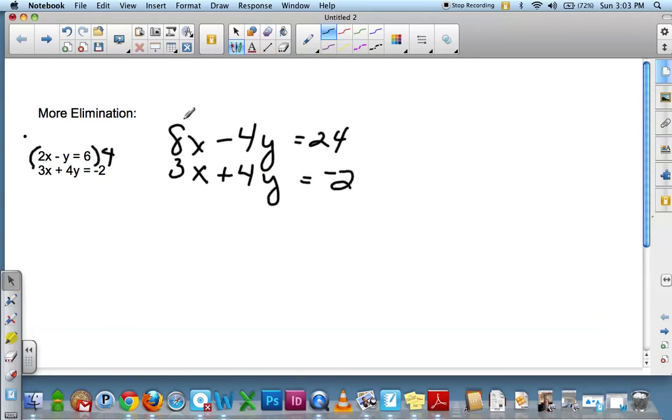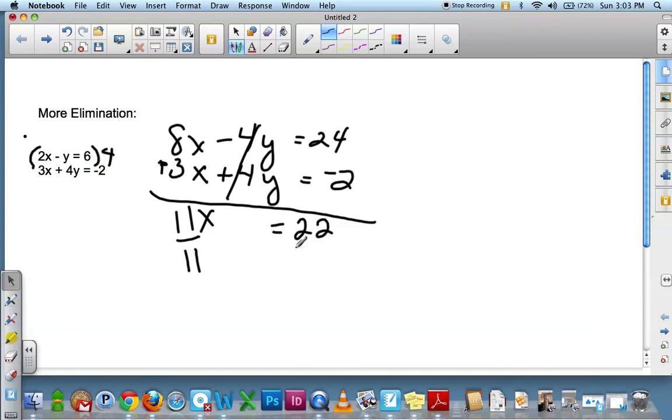And what happens is now I see that if I add these two equations together, I'm going to end up getting 11x, y's cancel out, equals 22. Now I'm solving for x, so I'm dividing each side by 11 to get x equals 2. Now my next step is to plug in this x value and find y.